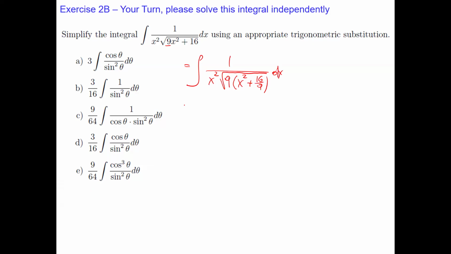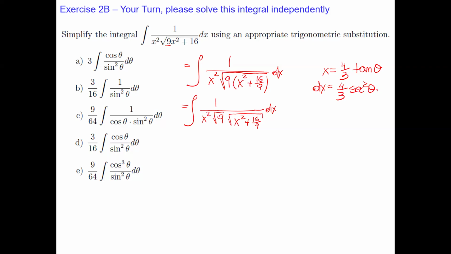Okay. Let me write x squared and then square root of 9, square root of x squared plus 16 over 9. So we can see now x squared plus 16 over 9. We will let x be 4/3, of course, tangent theta. And dx is 4/3 secant squared theta d theta. Let's try to see what we will have.